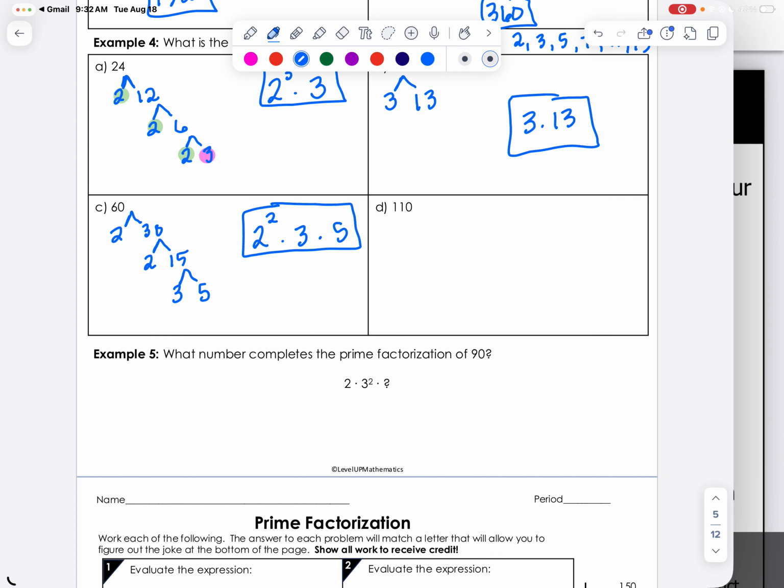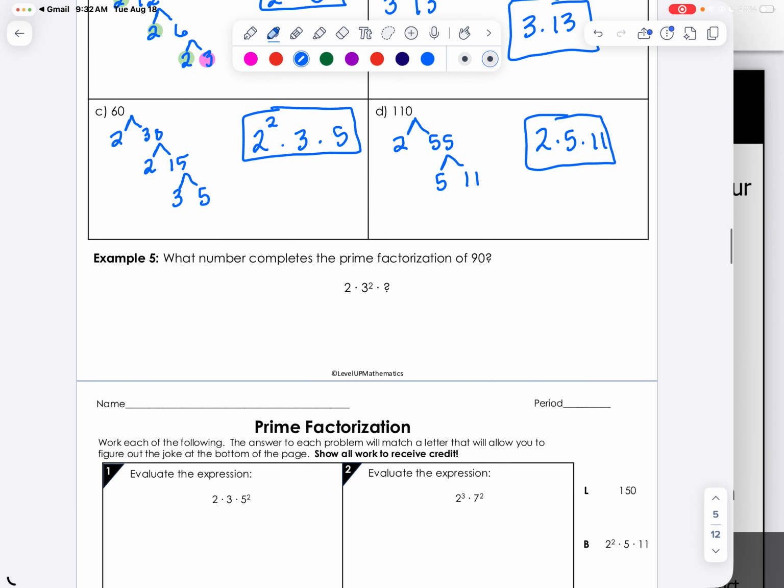All right, welcome back. For 110, I did 2 times 55. And then for 55, it's not even, so I couldn't use 2. 3 won't go into 55, so I tried 5. And 55 divided by 5 is 11. So my prime factorization is 2 times 5 times 11.